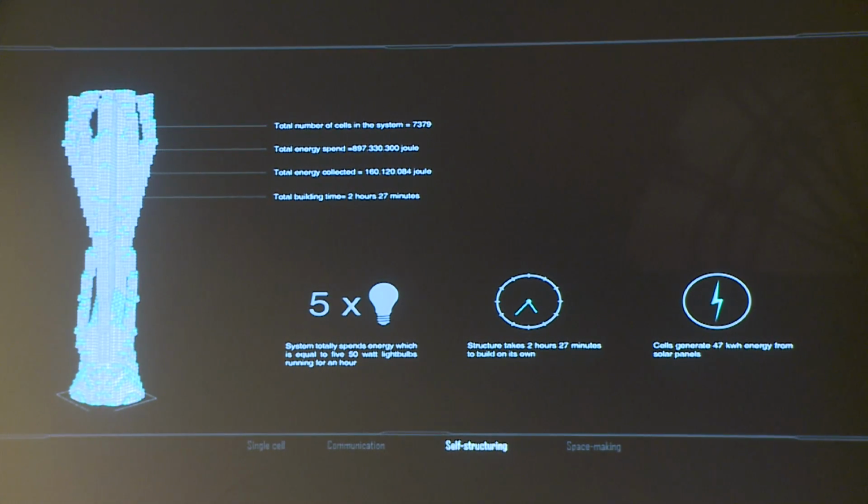So the system, in order to make one of these aggregations, which is around 7 meters high, totally spends energy which is equal to 5 50-volt light bulbs running for an hour. And this structure is created for around 2 hours and 30 minutes.